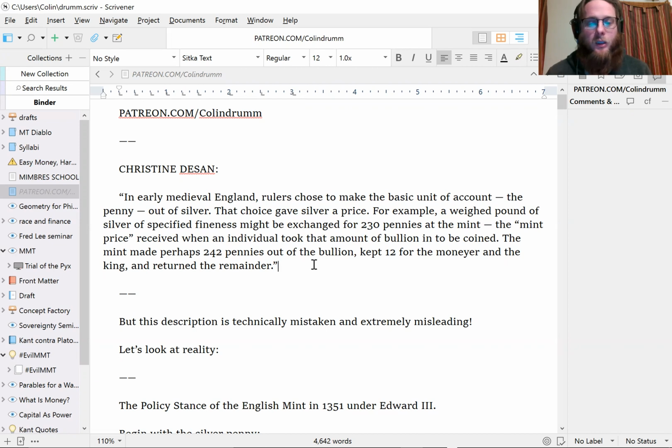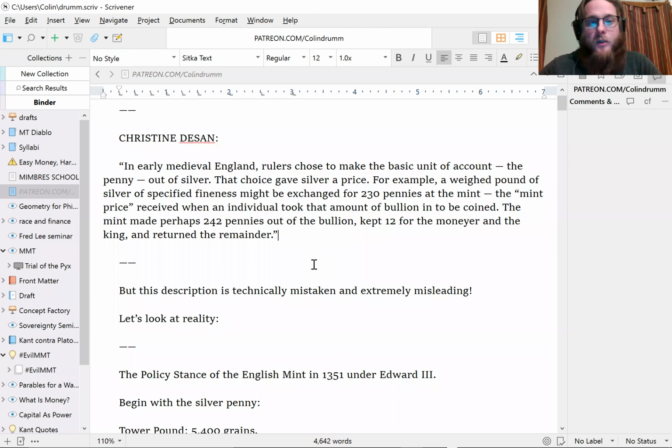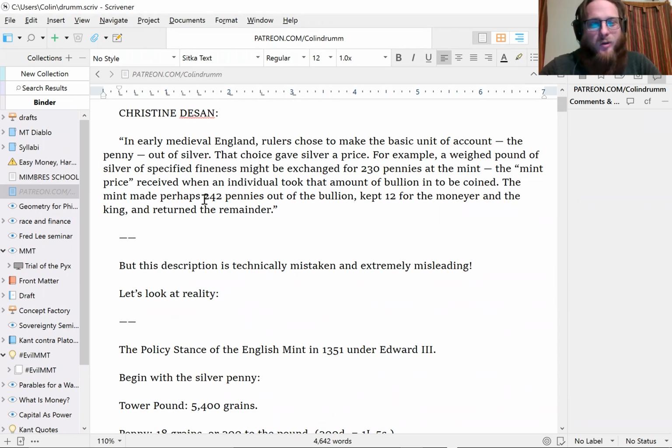In early medieval England, rulers chose to make the basic unit of account, the penny, out of silver. That choice gave silver a price. For example, a weighed pound of silver of specified fineness might be exchanged for 230 pennies at the mint. The mint price received when an individual took that amount of bullion in to be coined. The mint made perhaps 242 pennies out of the bullion, kept 12 for the moneyer and the king, and returned the remainder, i.e. 230 pennies. Okay, so what Desan is saying here is that the mint is buying silver at the window. So it's buying silver by weight, and it's taking this silver and coining it into pennies.